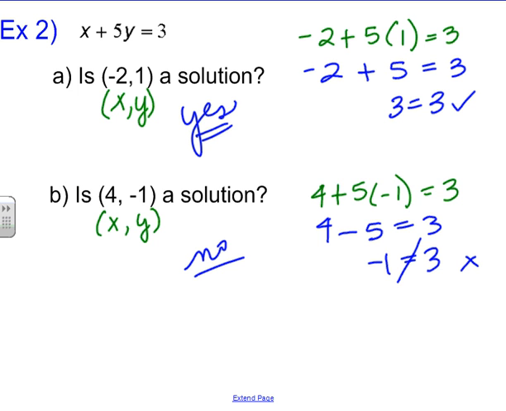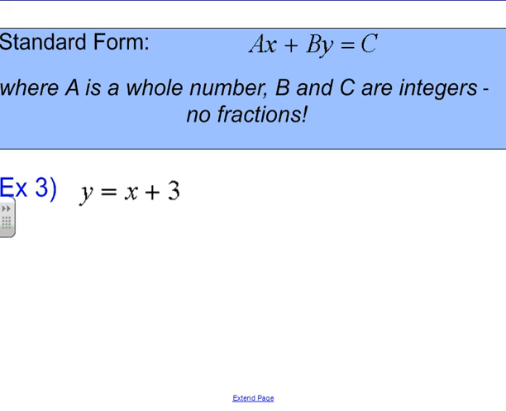Okay, on your paper it talks about standard form. Standard form is when you have this format: ax plus by equals c. You will notice that the x and the y are on the left side of the equation. The c is the constant. So we have an x and a y, and then the number by itself. Now you'll notice this a, b, and c. Let's talk about what a, b, and c are. A is a whole number.